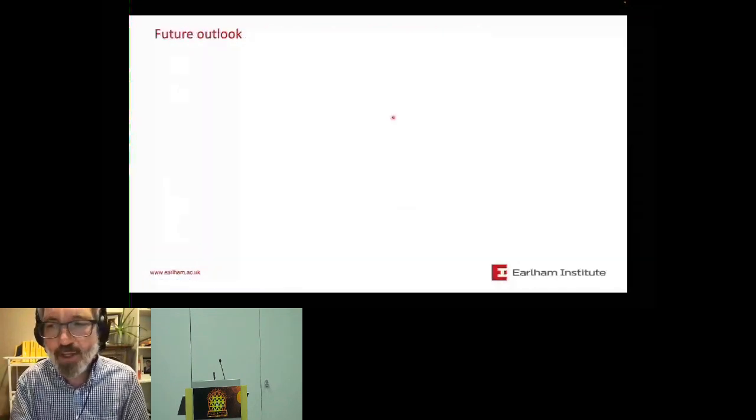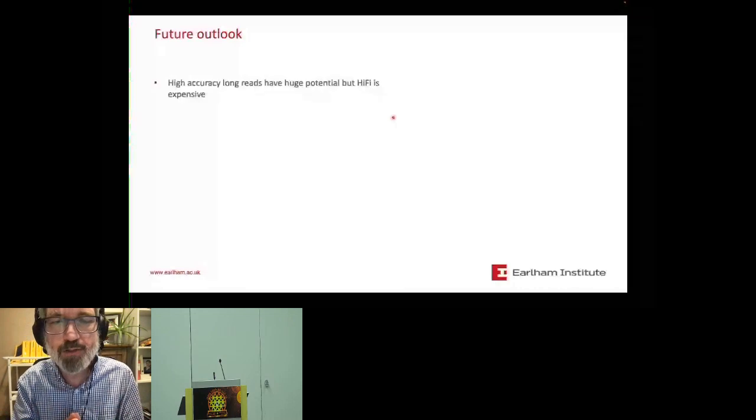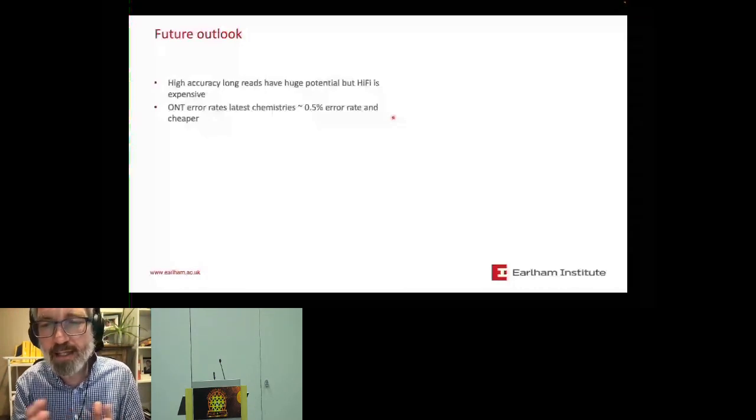So just briefly, in terms of future outlook for ONT data. It's clear HiFi has huge potential, but it is expensive. ONT error rates are getting a lot better. It's around about 0.5% now, and they are cheaper.